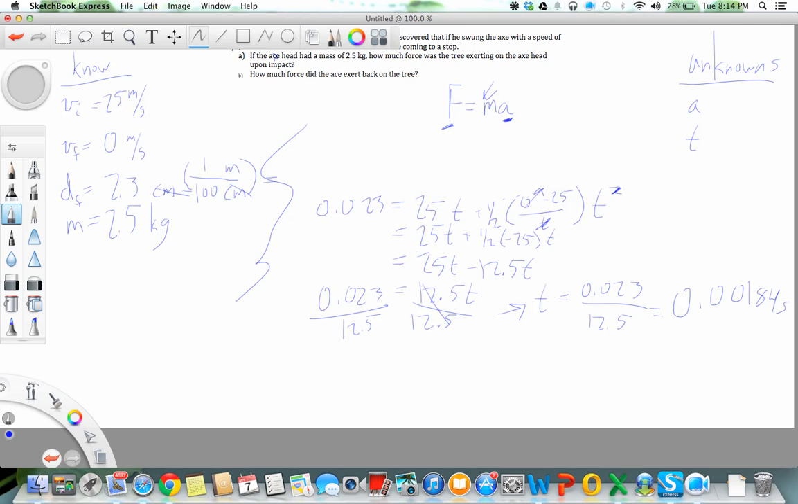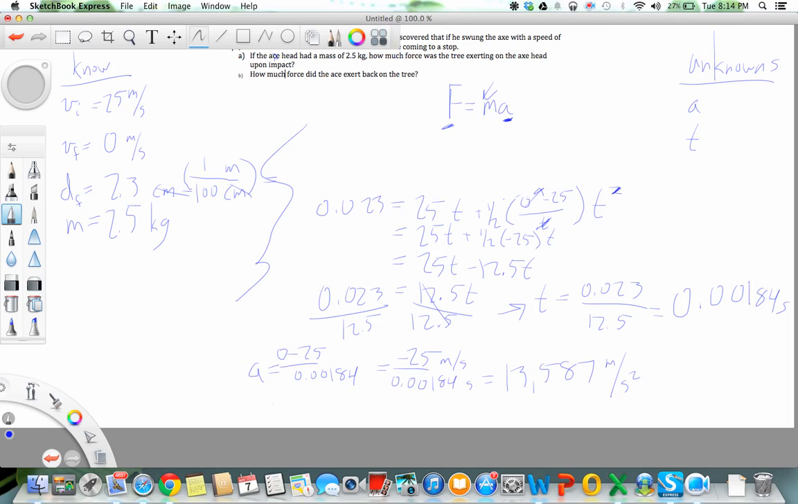I get that that number will equal 0.00184 seconds. Now I want to know the acceleration, so let's go back to my acceleration equation and plug it in. My acceleration was going to be 0 minus 25 all over my time. I now know the time. So this is going to equal negative 25 over 0.00184. This is in meters per second. This is in seconds. So the answer that we will get out is 13,587, I rounded, meters per second squared. So we now know our acceleration.